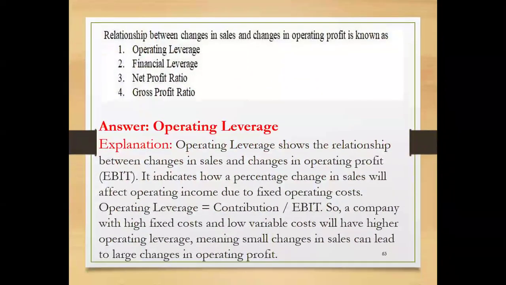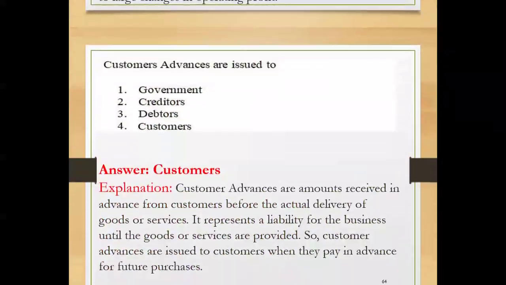Relationship between changes in sales, changes in operating profit is known as operating leverage. So contribution by EBIT. Contribution means sales minus variable cost. So a company with high fixed cost and low variable cost will have higher operating leverage, meaning small changes in sales can lead to large changes in the operating profit.